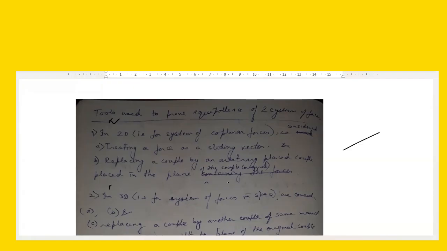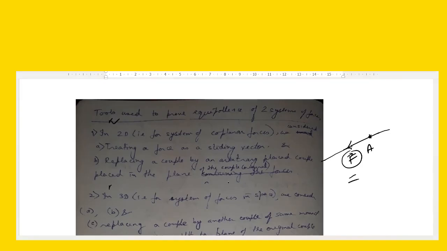We can treat a force as a sliding vector means, if you recall, suppose this is the point of application of the force F, at the point A. But as you can see, the point A is lying on this line of support of the vector F. Then I can easily slide this vector in this direction or in this direction. That means the line of support remains the same. You can slide the vector along this line of support, either in this way or in that. That is the sliding of the vector. So if you want to produce equivalence of two systems of forces, this is an allowed operation.